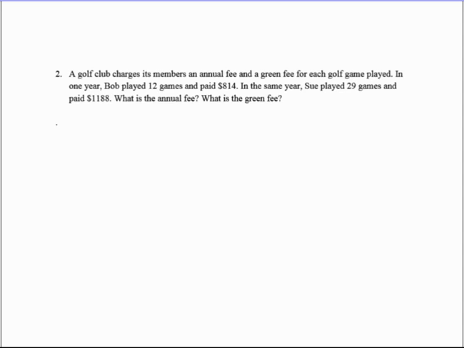Okay, so what we want to say is let one of these be the annual fee and let the other be the green fee. So why don't we just use the letters that they are giving us? So let A represent the annual fee. My marker's working better again.